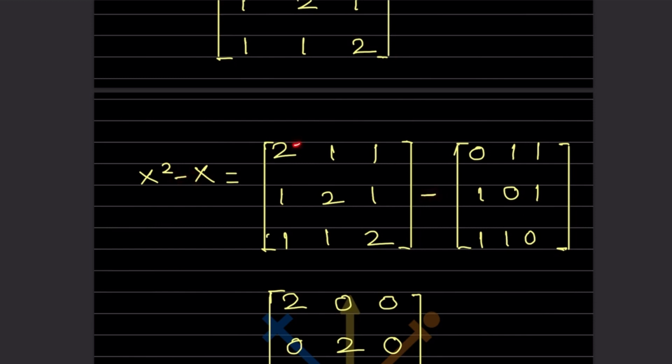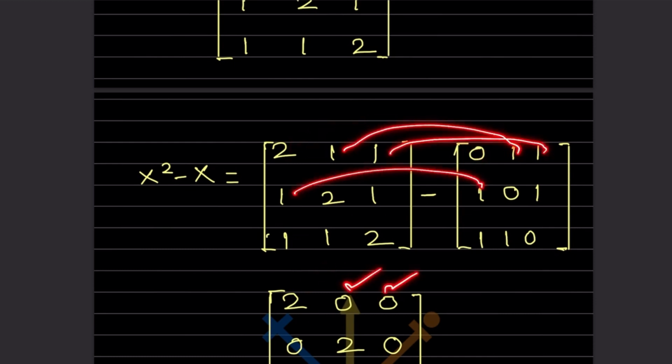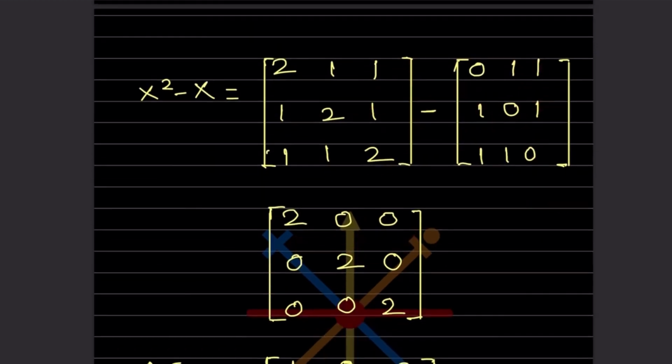So what will be here? 2 minus 0 will be 2. 1 minus 1 will be 0. 1 minus 1 is going to be 0. 1 minus 1 is going to be 0. 2 minus 0 is going to be 2. 1 minus 1 is going to be 0. Now 1 minus 1 is going to be 0. 1 minus 1 is going to be 0. And 2 minus 0 is going to be 2.